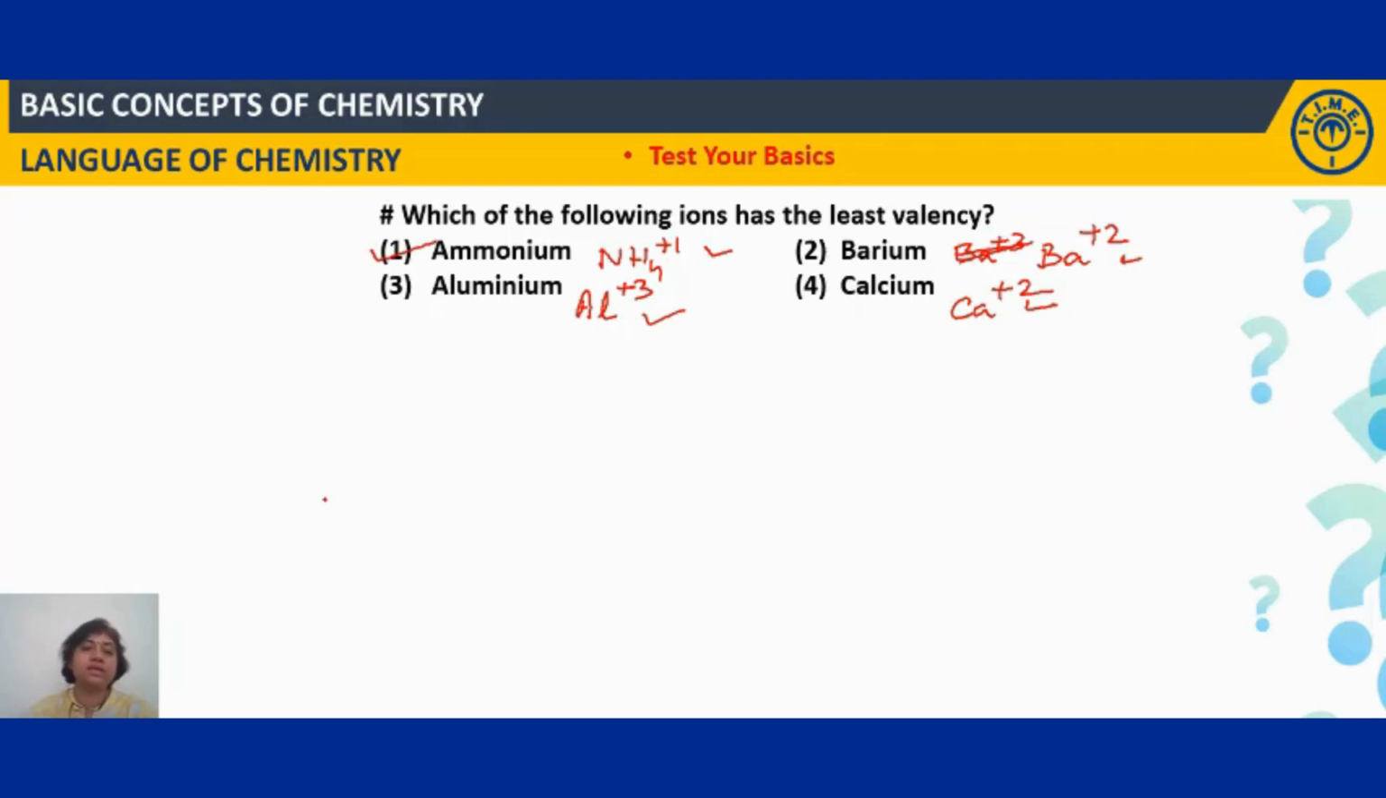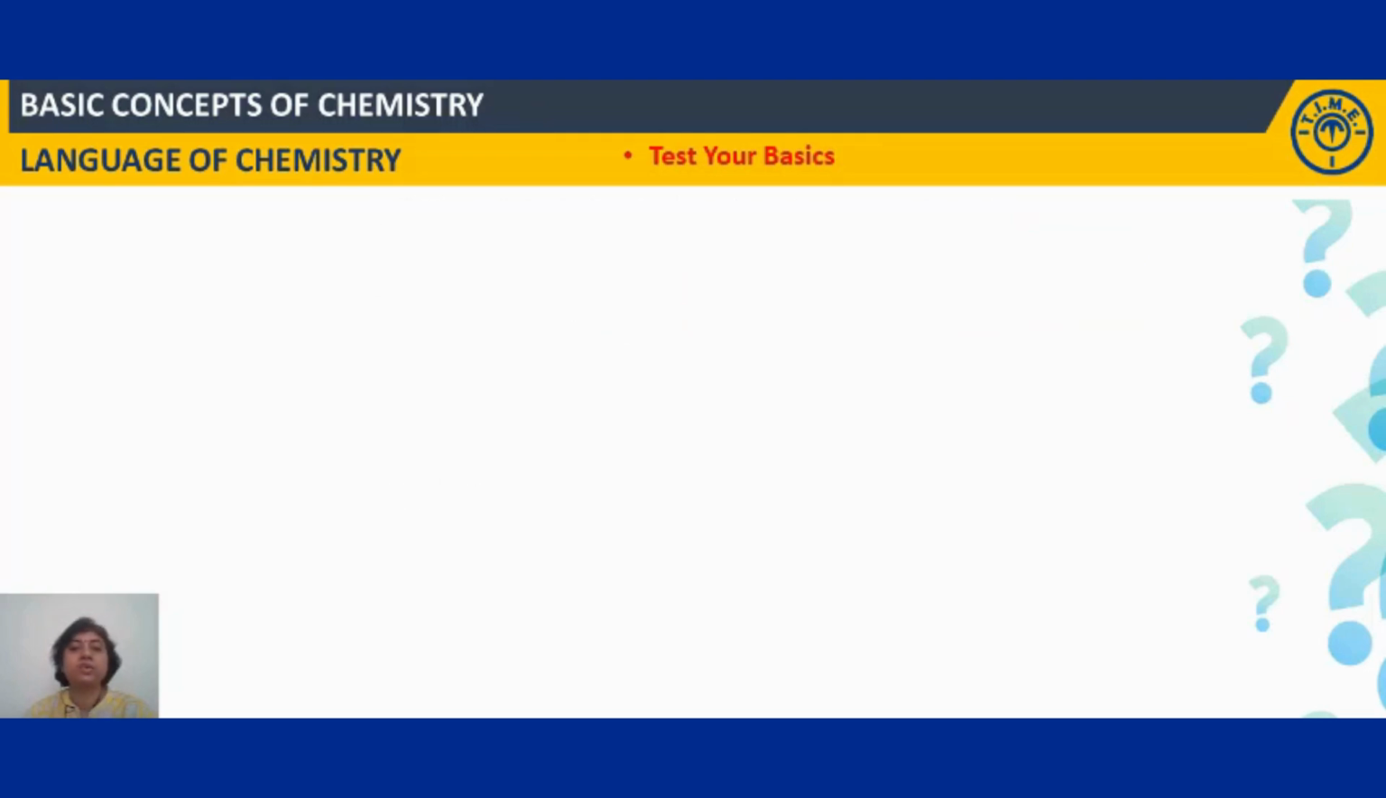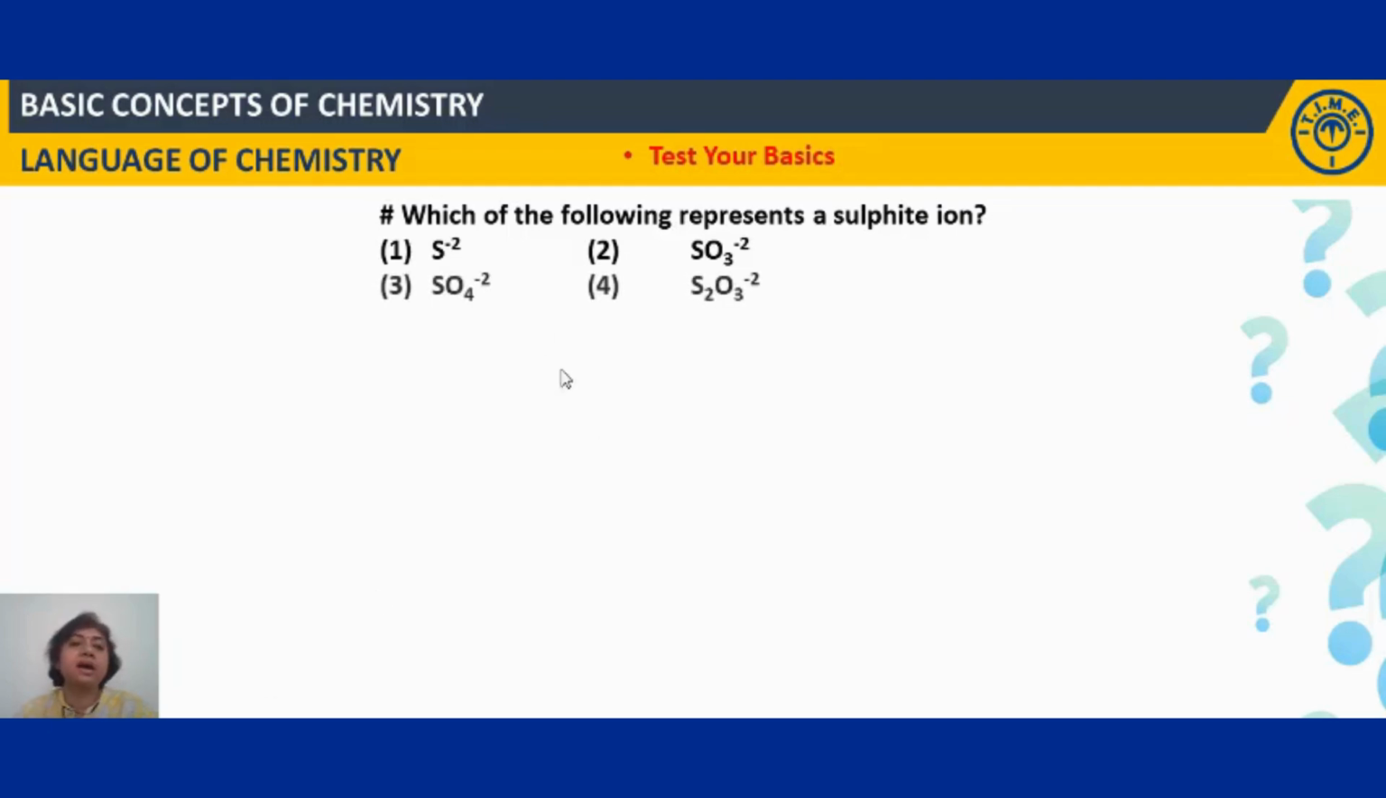So what is the choice? Let us see the choice and then we will move on to the next question. Choice 1. Let's look at the next question. Which of the following is a sulfite ion? Let us see the options. Options are, you can see S-2.